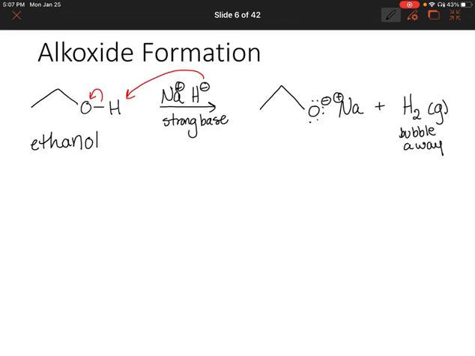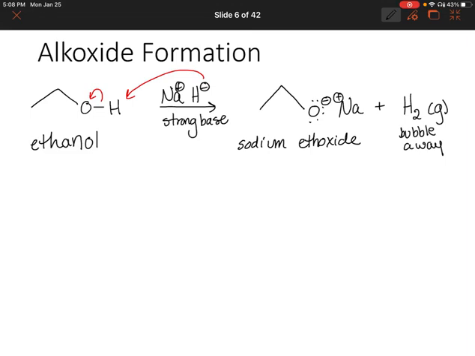And ethanol is found in alcoholic beverages. It's also found in gasoline, so it's in a lot of different liquids. And then to name the alkoxide ion, we would write sodium ethoxide. So instead of ethanol, it becomes ethoxide.